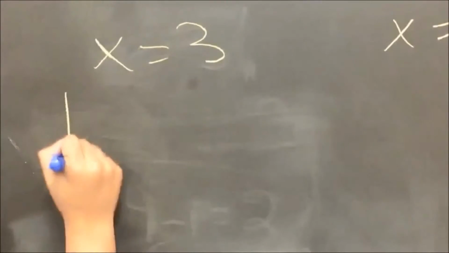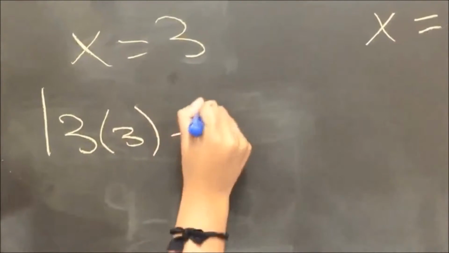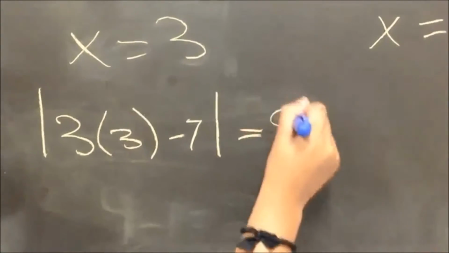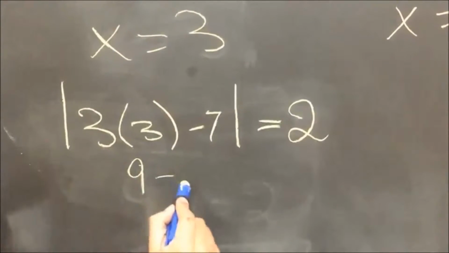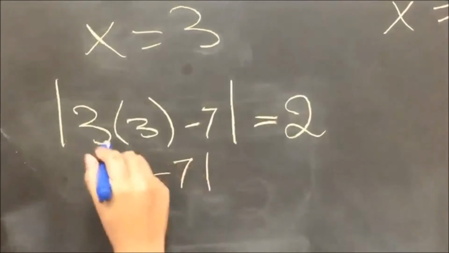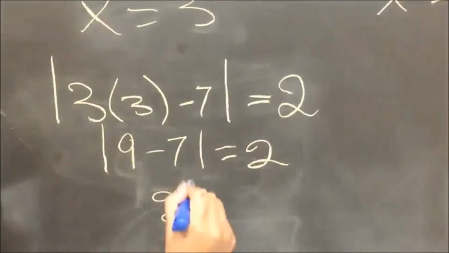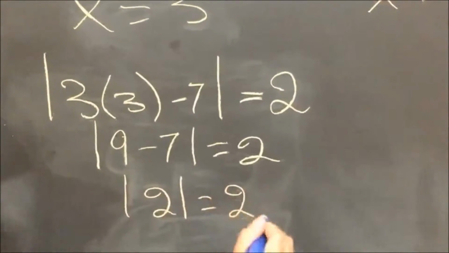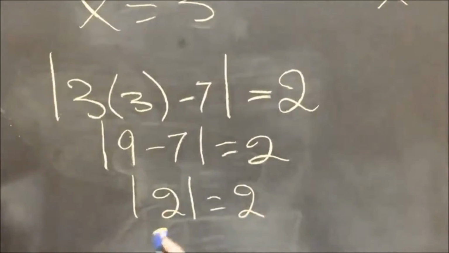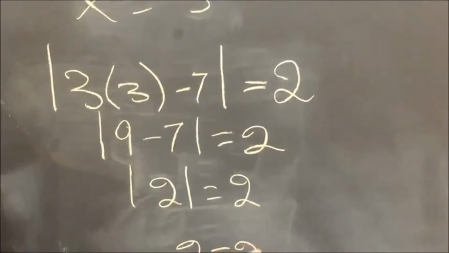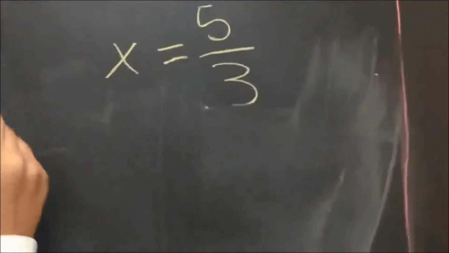We will do 3 times 3 minus 7 equals 2. We will multiply 3 times 3, which is 9, minus 7 equals 2. Then 9 minus 7 is 2. And since the absolute value bars don't really affect our equation, it will be 2 equals 2, and it checks out. Now we're going to do the second equation.